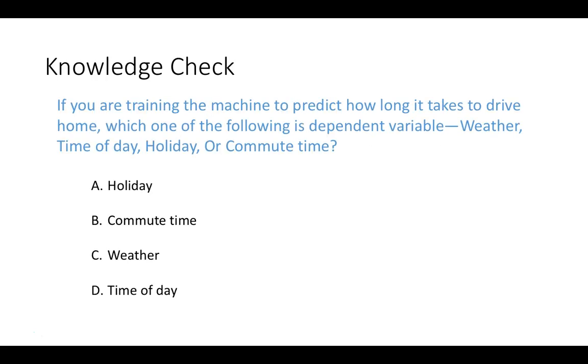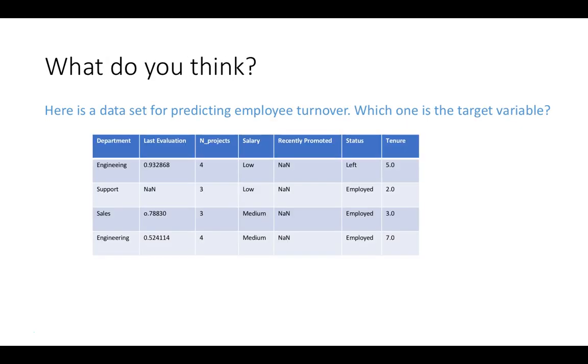So before we conclude, let us quickly do a knowledge check. If you are training the machine to predict how long it takes to drive home, which one of the following is a dependent variable? Weather, time of the day, holiday, or commute time? Hope you understood the question. You are building a system to predict the commute time. So what is your target variable? Yes, you are right. The commute time is the target variable.